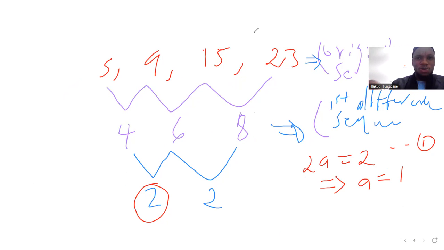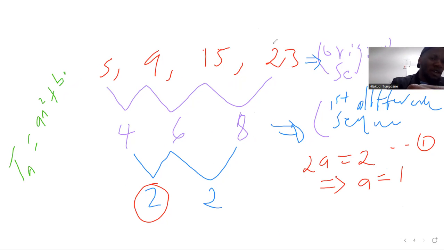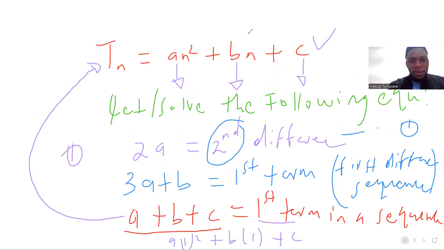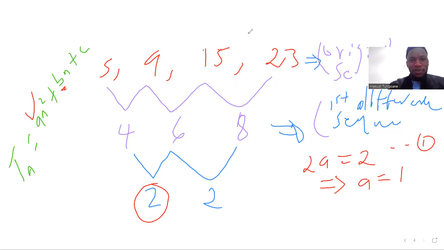Remember, we're trying to solve for Tn equals an squared plus bn plus c. That's what we're trying to solve for. So far, we managed to get a, which is 1. So now, how are we going to get b? Let's go back. We said let 3a plus b equal the first term of the first difference, not of the first sequence, but of the first difference sequence. This is the first term of the first difference sequence.